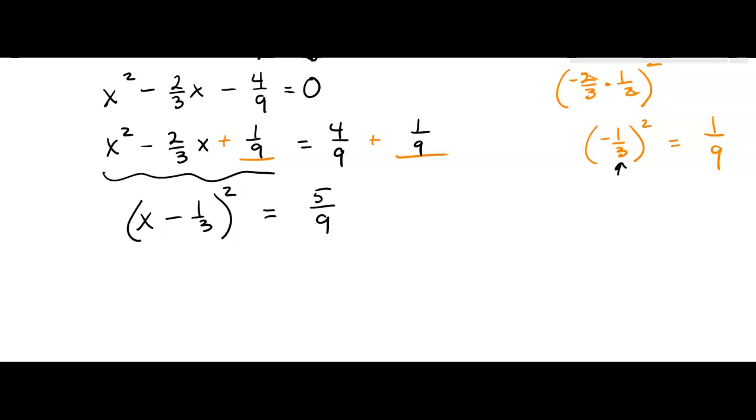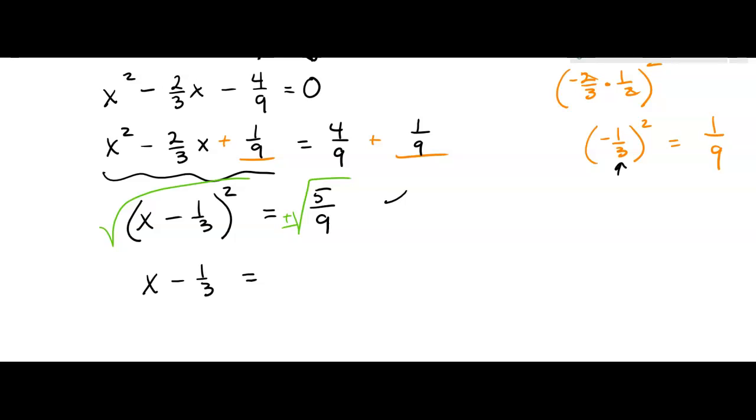Now I'm going to finish by taking the square root of both sides. I'm going to use the square root property. Okay. So square root of both sides. Don't forget the plus or minus. Okay. So x minus 1/3. That's what we get on the left. The square root and the square, they get rid of each other.